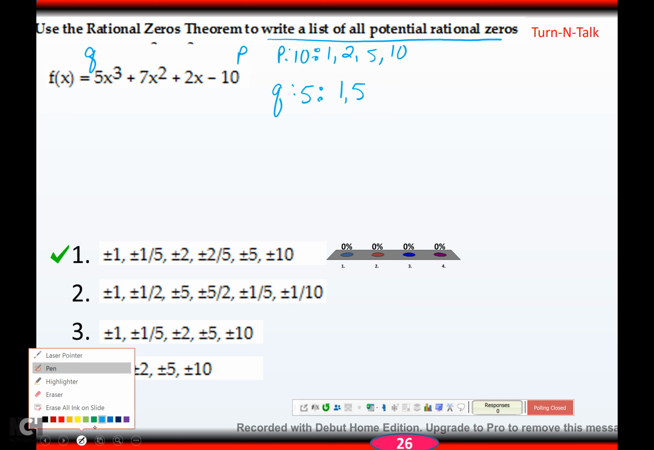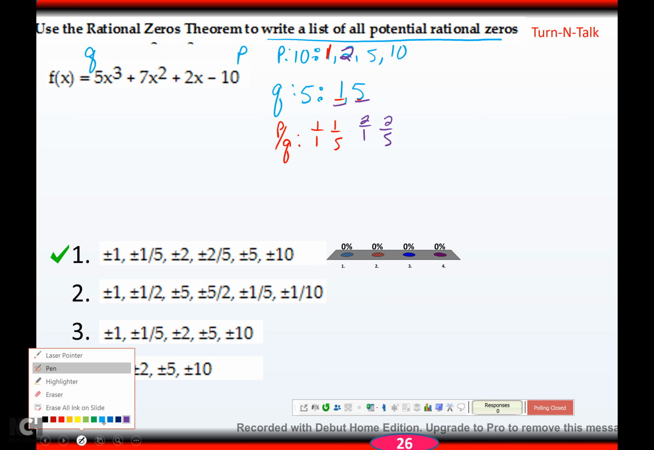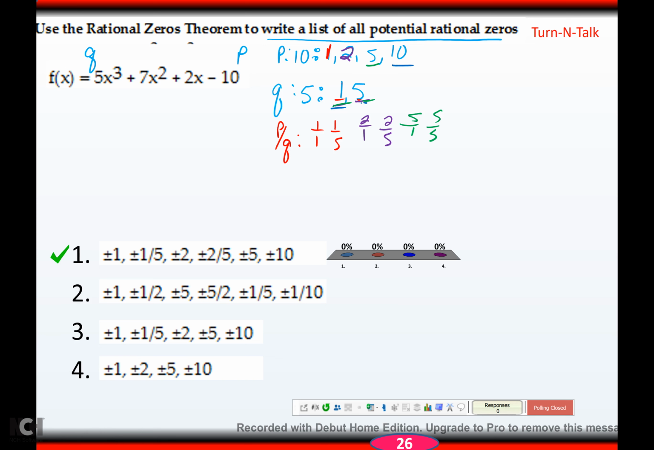So to make your list, you start with your first P, and you line them up with both of your Q's. So my P over Q list is going to be 1 over 1, 1 over 5. Then you move on to the next one. I'm going to line up my 2 with my 1 and my 5, so 2 over 1, 2 over 5. I'm going to line up my 5 with 1 and 5, 5 over 1, 5 over 5. And then I'm going to line up my 10 with 1 and 5, so 10 over 1, 10 over 5.